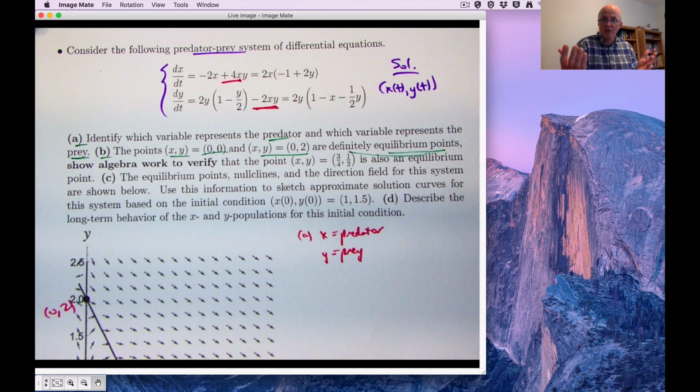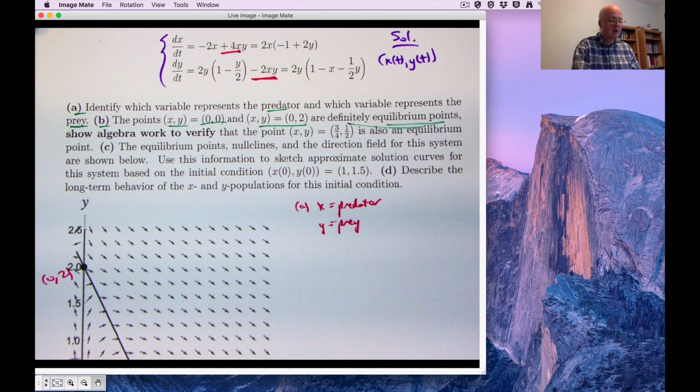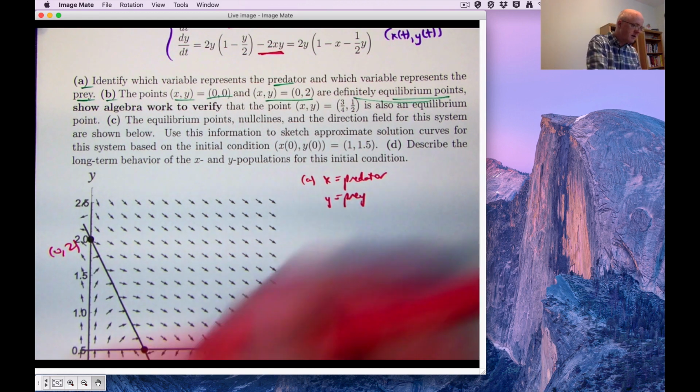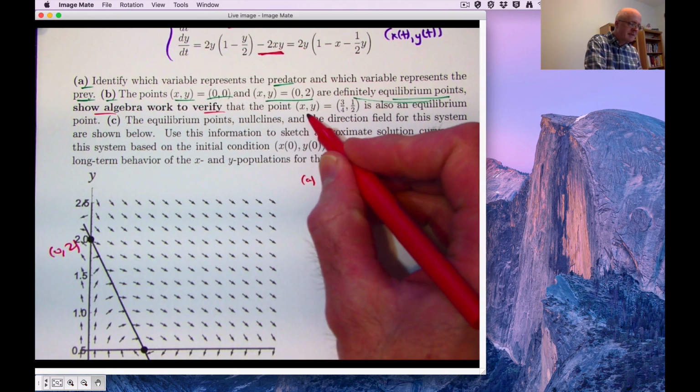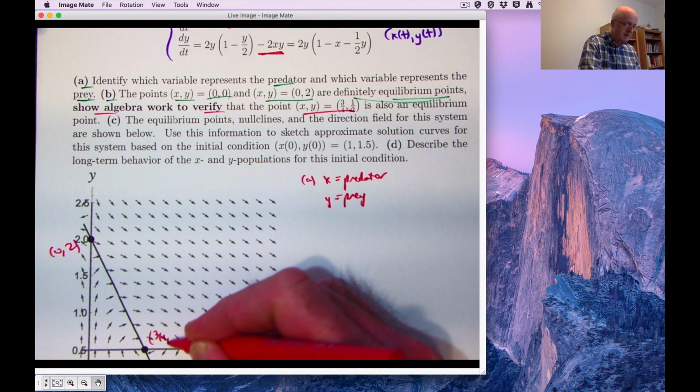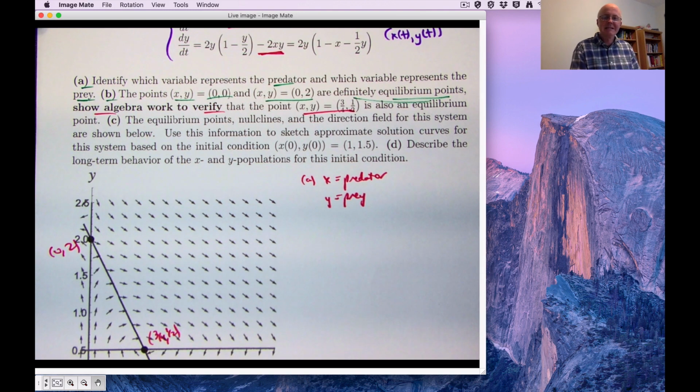No curve gets traced out as t varies. It just stays at one point. That's what an equilibrium point is, and I could call them equilibrium solutions as well. But we want to show algebra work to verify that this point, 3/4, 1/2, which is right here, is also an equilibrium point.